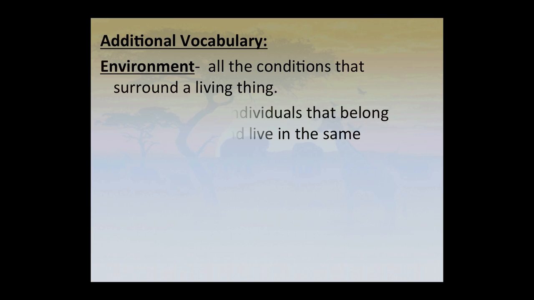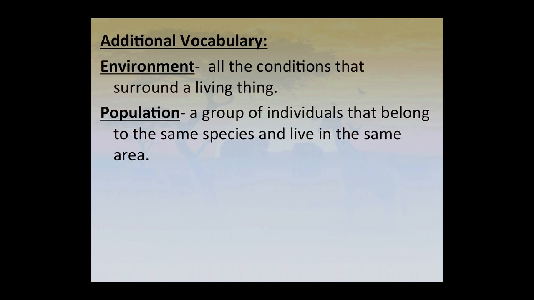Some additional vocabulary, things we already know. Environment: all the conditions that surround a living thing. Population: a group of individuals that belong to the same species and live in the same area. Now, when I say individuals, I'm not talking about just humans. I'm talking about individual animals, individual plants. Anything that's in the same species is known as the population.